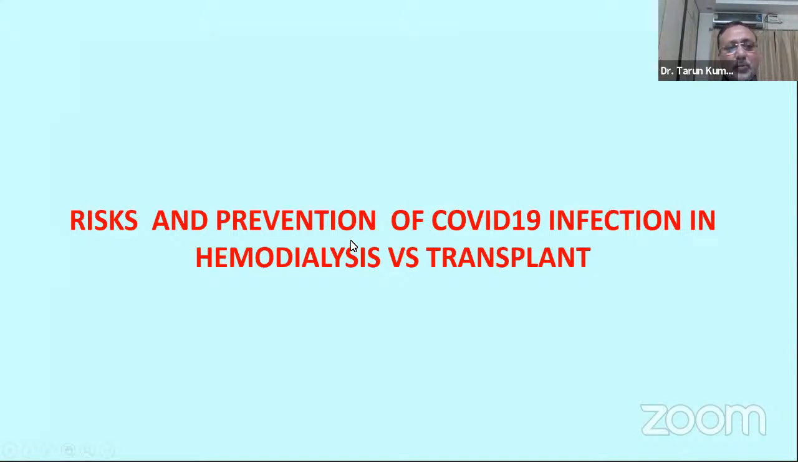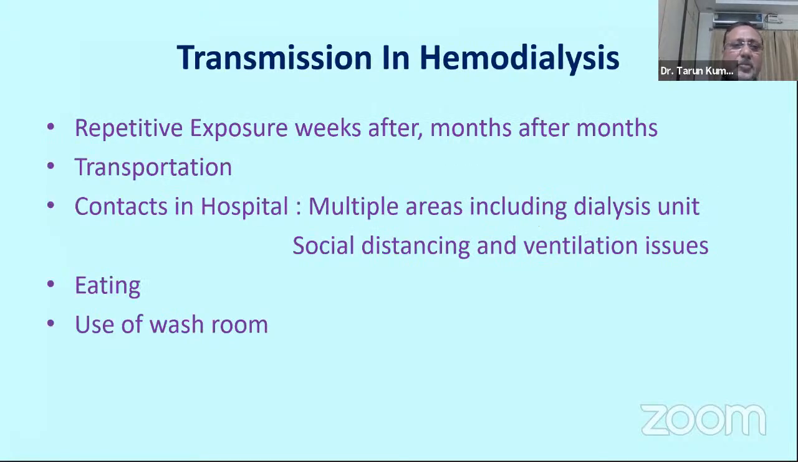So now we see what the risks are and how we can prevent COVID-19 infection in hemodialysis and transplant patients. The transmission in hemodialysis can be due to repeated exposure each week, because the patient has to come for hemodialysis 3 times a week, and they are exposed while going to the hospital, during the transportation time, or while they are staying in the hospital for 4 hours of hemodialysis and half an hour before or after starting the dialysis.